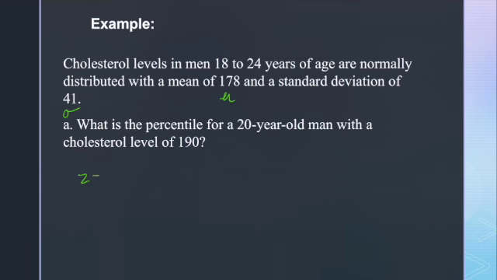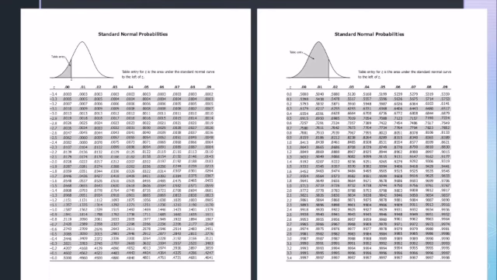So first things first, I need to calculate my z-score. I take my data value minus my mean over my standard deviation, and I'm going to get 0.29. That's my z-score. This is not our percentile. So I take my z-score to the z-table. I go to 0.2. I go all the way over to 9, and I see 0.6141. So that means if we want to round up, the men with a cholesterol level of 190 mark the 62nd percentile.